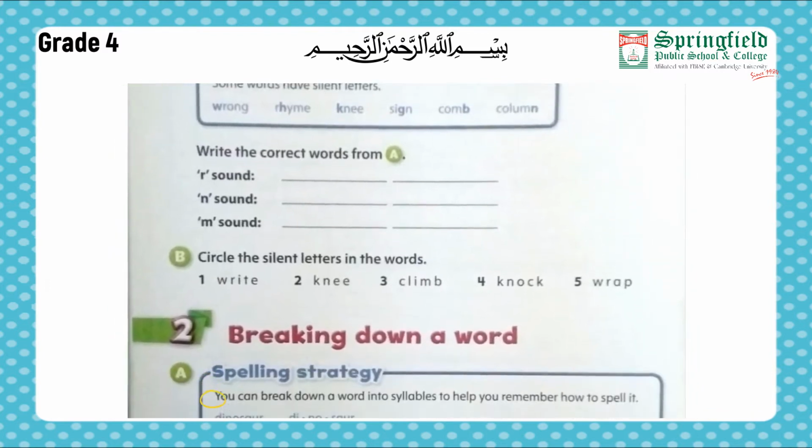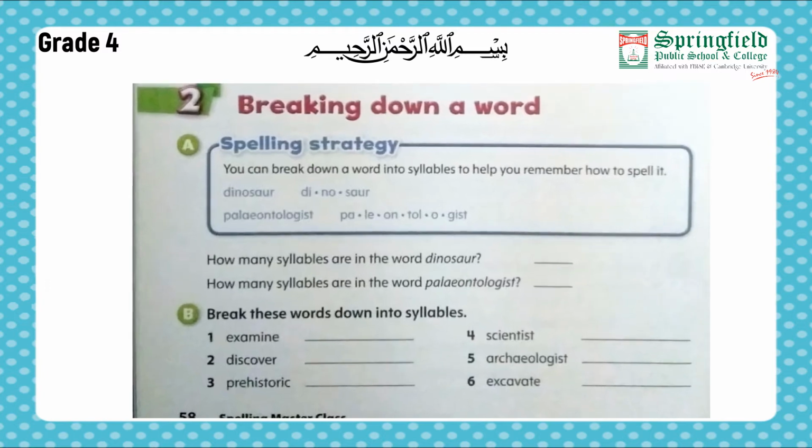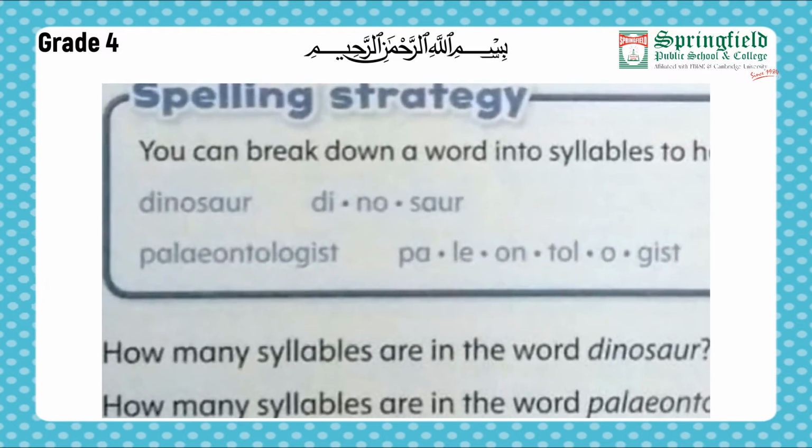Now 2. A. Spelling strategy. You can break down a word into syllables to help you remember how to spell it. Alright students, so there is a rule being told to you about how you are going to memorize the spelling of a word and pronounce it. That you can do by breaking a word into syllables. Alright, before we proceed with this, let's understand what a syllable is. Well, a syllable is part of a word. Here you can see there is a word written: dinosaur.